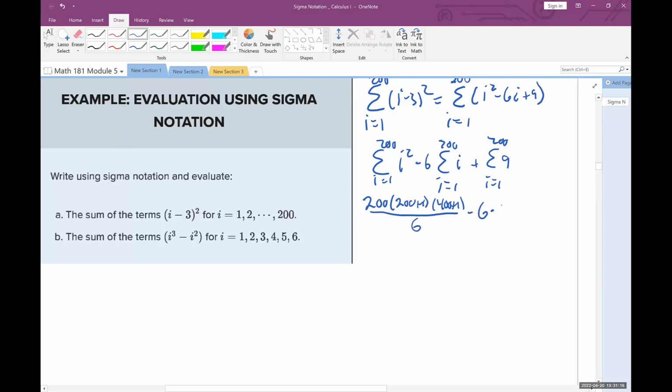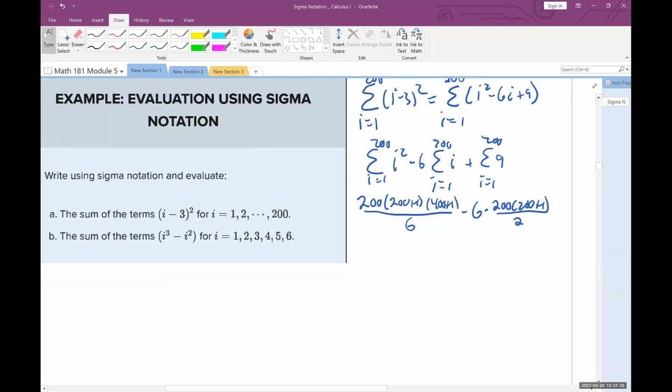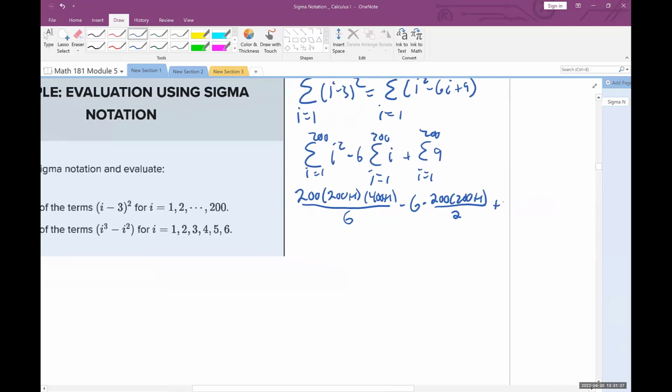The next one is n times n plus 1, so 200 times 200 plus 1 all over 2. And the last one is just going to be 200 times 9, because it's 9 plus 9 plus 9 plus 9, 200 times.